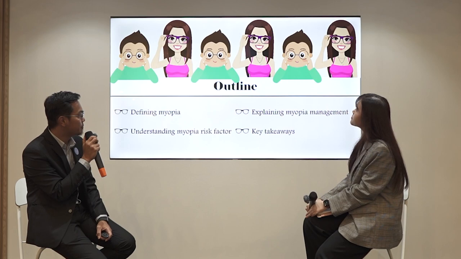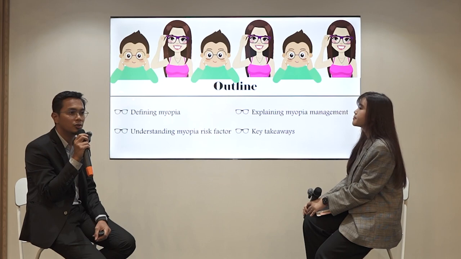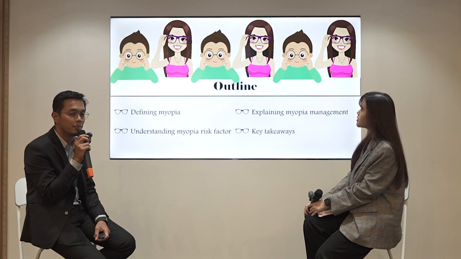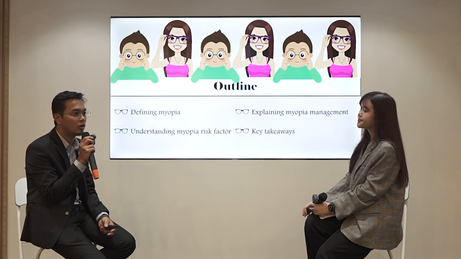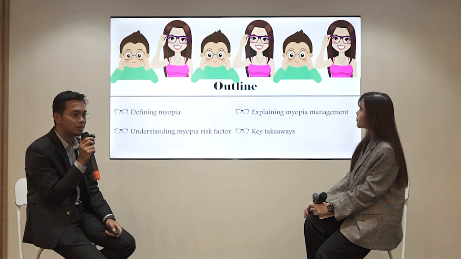Okay, so this is my outline for today. We will be covering a bit about defining myopia, so everyone has to know what actually is myopia. We get to know a bit about the myopia risk factors: which group of people have a higher risk of getting myopia, or if they already have myopia, the risk of progressing faster. Next we go to a bit of myopia management, and the last one is the key takeaways.